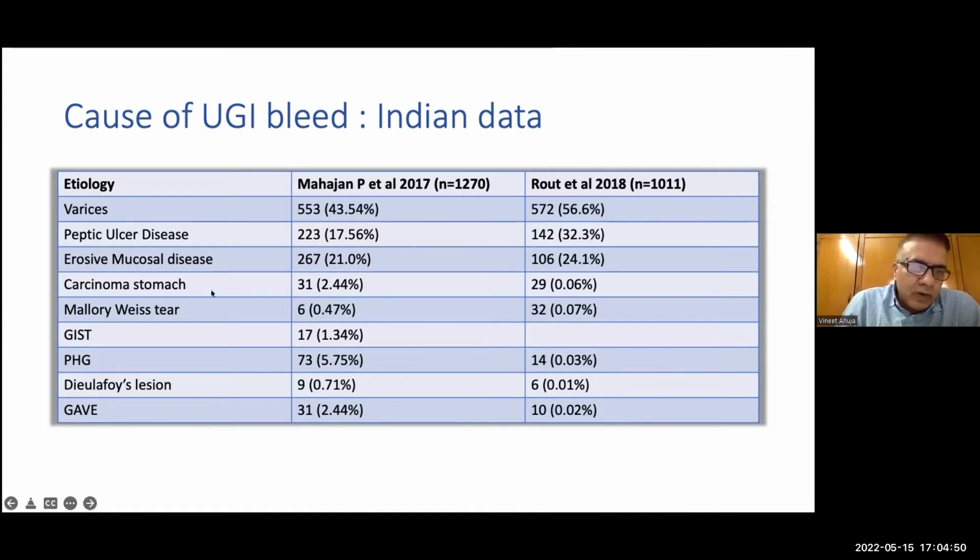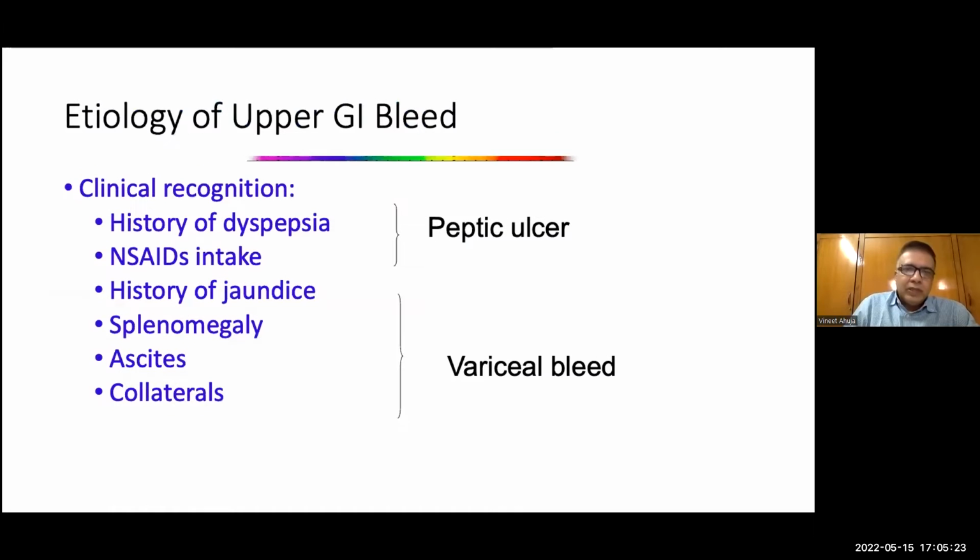And if you take into account portal hypertensive gastropathy, as well as GAVE, which is part of portal hypertension at times, then you realize that 50 to 60% of patients would have portal hypertension as the cause of bleed, of which varices are the commonest. Second commonest would be peptic ulcer disease bleed. After that would be erosive mucosal disease bleed. And then we can have causes like carcinoma stomach or Mallory-Weiss tear or gastrointestinal stromal tumor or Dieulafoy's lesion. So varices remain a very important cause of bleed in our country, and we should bear that in mind.